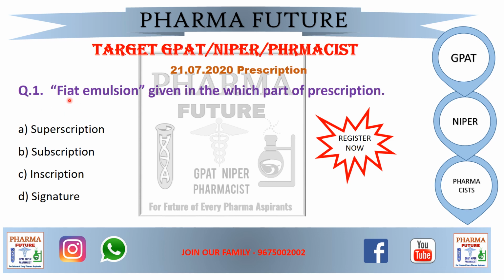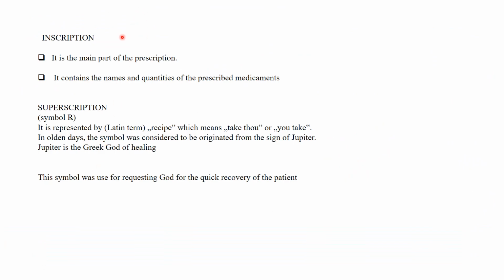First we will start with question number one: fat emulsion is given in which part of the prescription? Option A is superscription, option B subscription, option C inscription, and option D. Generally a prescription has 4 to 5 parts. Now we will discuss each part in detail.